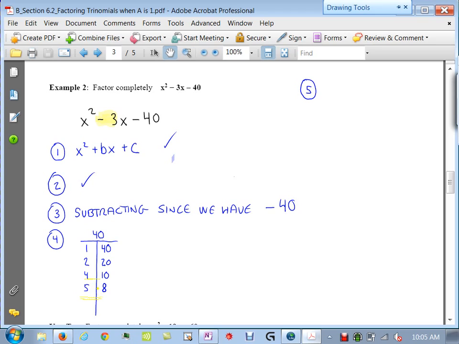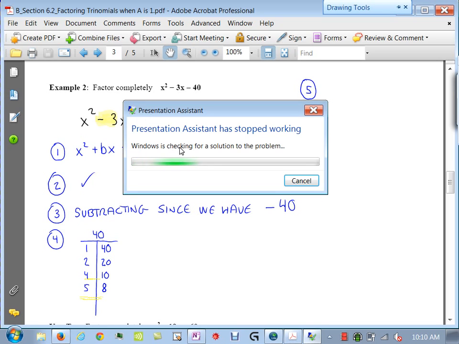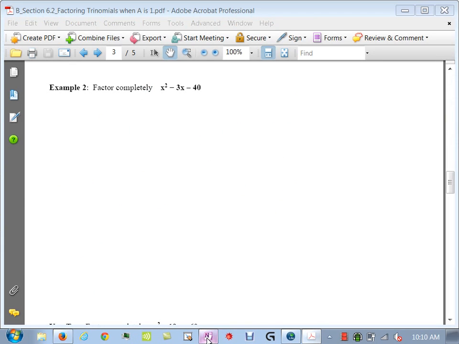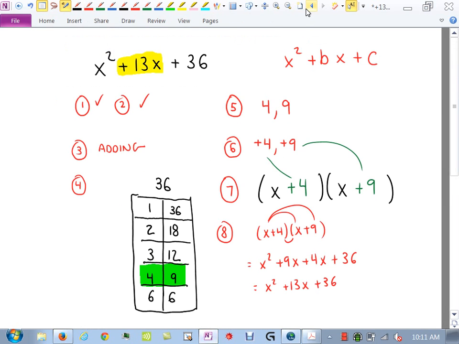The 5 and, forget it, I should just go back to the other program. The 5 and the 8 are what we want to use, right? But we want to, on step 6, determine which signs they're going to be. So let me, oh shoot. That program's gone, never mind. We're not using that anymore.